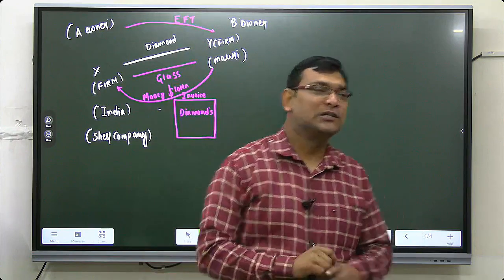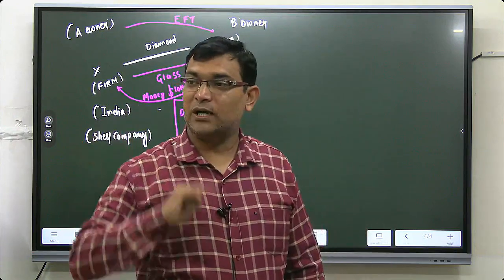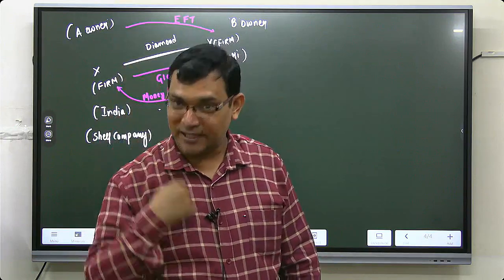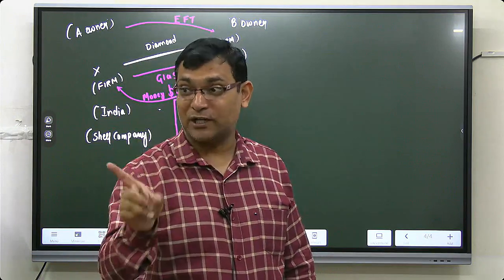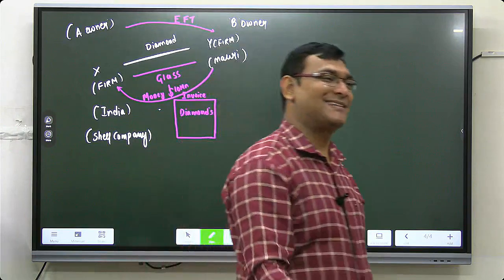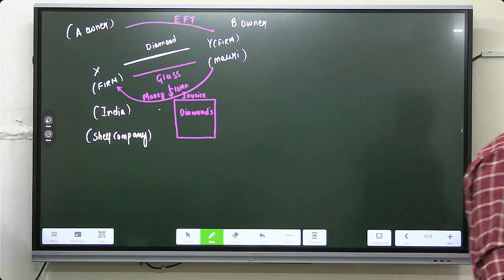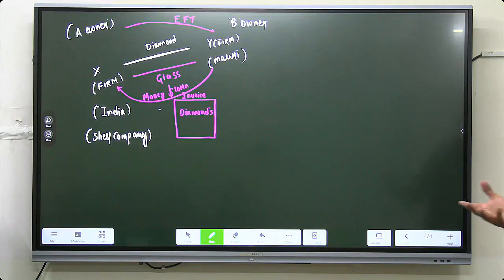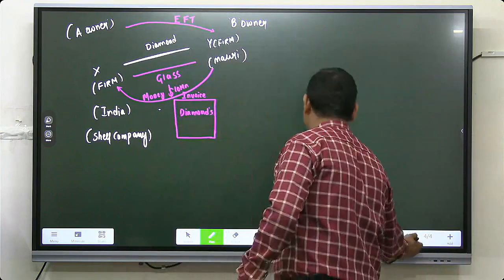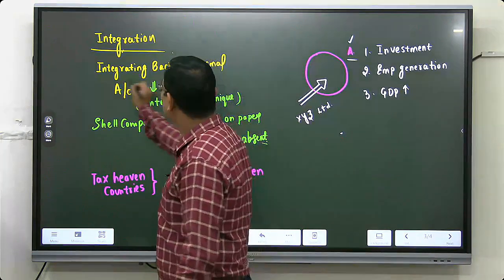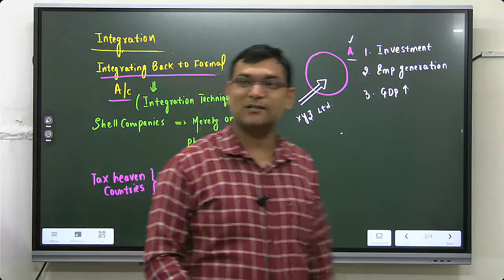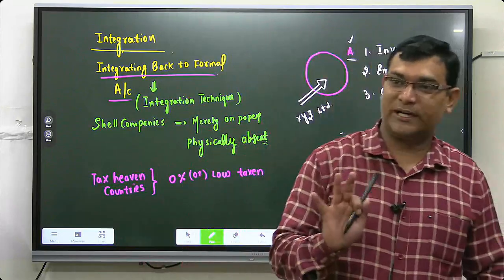So what will you show? Sir, see, I have sold the diamonds to company Y. Company Y has transferred the money to me. Now you have to convert those dollars into rupees. Legal or illegal? Legal way. That is what the integration technique is here. Integrating into the bank's formal account. Formally it was accounted, yes or no?